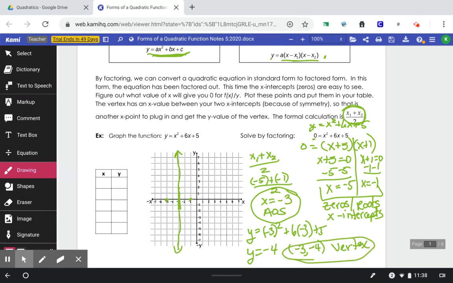I could plot that point, negative 3, negative 4. There's my vertex or my turning point. So I know that negative 3, negative 4 is a point, and I know that my roots were (-5, 0) and (-1, 0). And then if I go back and look at my standard form, I know that the y-intercept is positive 5. So I can plot that point.